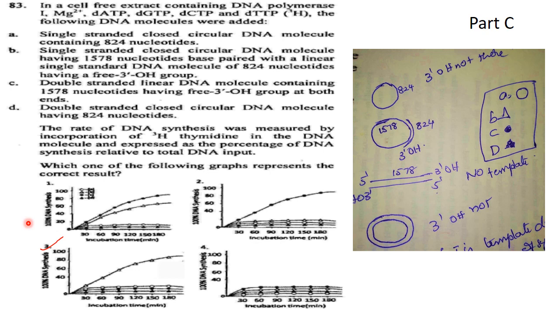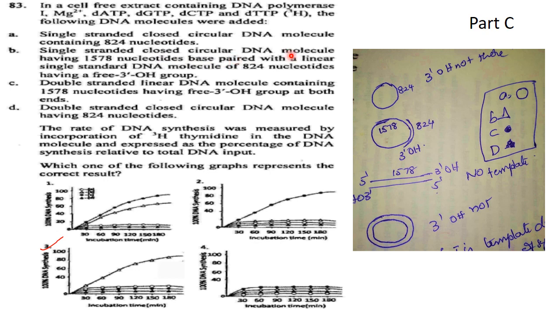So before coming to these statements, one thing I have to tell you is that DNA polymerase 1 is template dependent, and it synthesizes in the 5' to 3' direction, and it adds nucleotides to the 3' OH group. Now, a single-stranded closed circular DNA molecule containing 824 nucleotides is like this, as shown in this photograph. There is no 3' OH there. So synthesis will not take place.